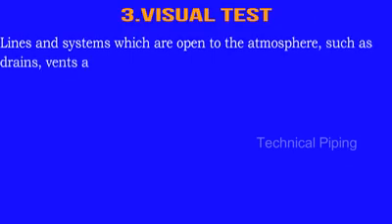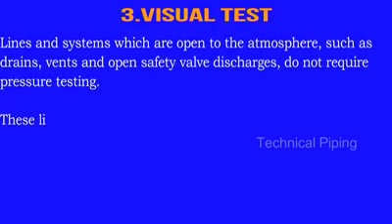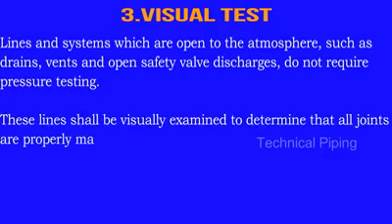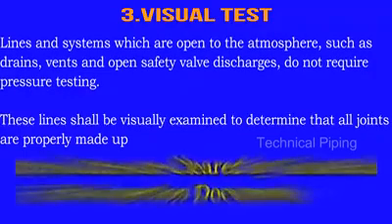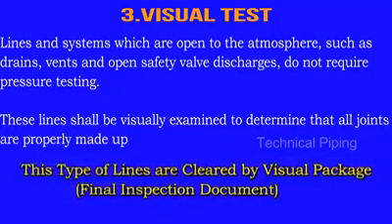Number 3. Visual test. Lines and systems which are open to the atmosphere, such as drains, vents and open safety valve discharges, do not require pressure testing. These lines shall be visually examined to determine that all joints are properly made up. These types of lines are cleared by a visual package, final inspection document. It's based on project owner requirements.